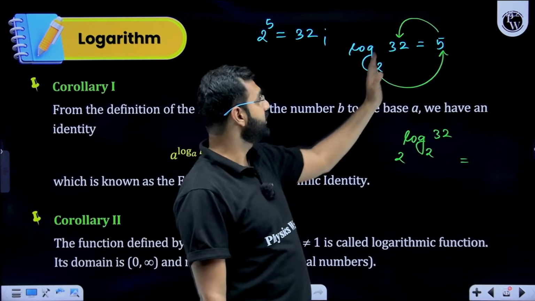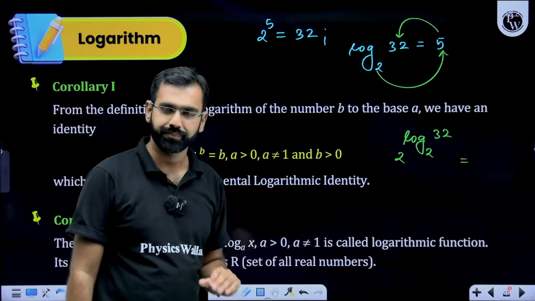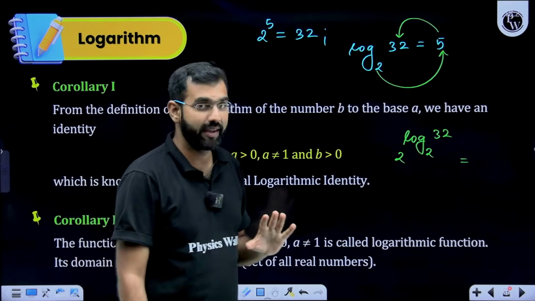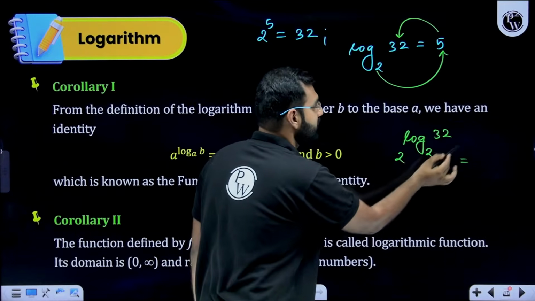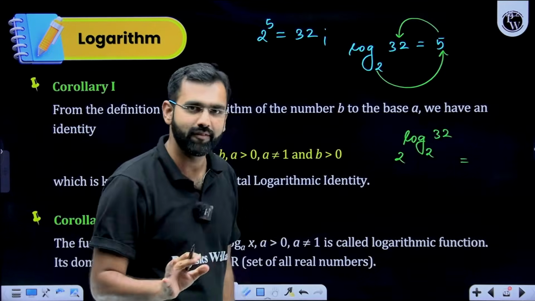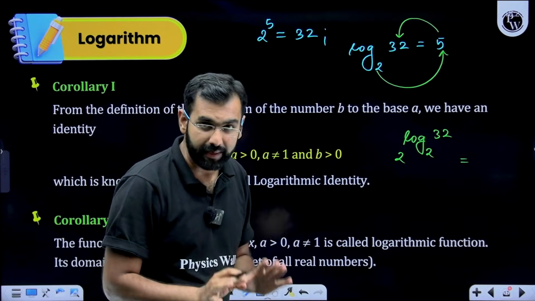2 when raised to power 5 gives you 32. Everyone understanding this? So here, what are we asking? Sir, this 2 is raised to a certain power. Okay, perfectly fine. Then pay attention to this part.